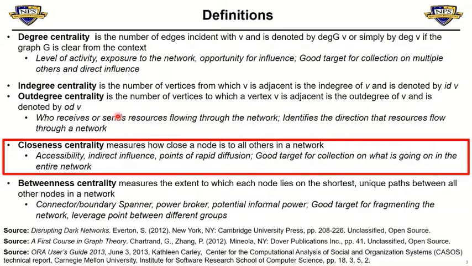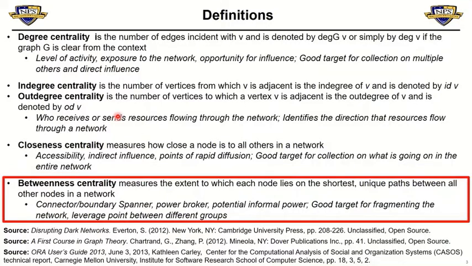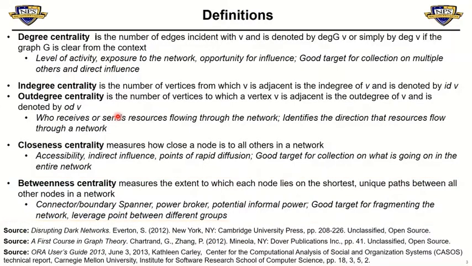Closeness centrality is the average length of the shortest path between the node and all other nodes in the graph. Betweenness centrality quantifies the number of times a node acts as a bridge along the shortest path between other nodes. It's worth noting down here that Dr. Sean Everton is a current NPS professor, and he's written a book called Disrupting Dark Networks, and he has a lot of operational experience with networks. Additionally, in italics, we can see some applications of the various measures to social networks.